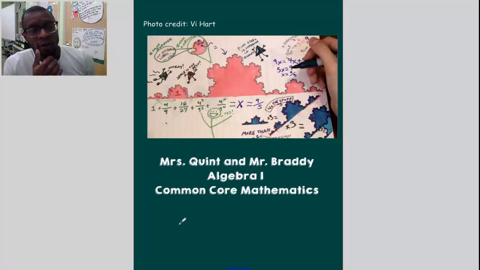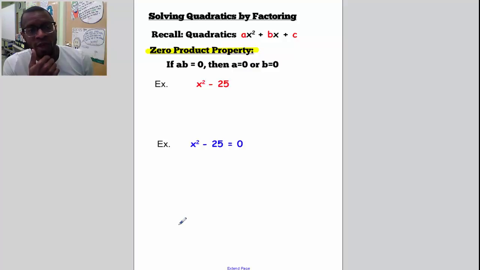Today we're going to look at quadratic equations that are in the form of ax squared plus bx plus c, where a is 1. Here, for example, we have the difference of two squares. Remember, x squared is a square, and 25 is a perfect square. And so we're going to look at how to solve this type of equation.